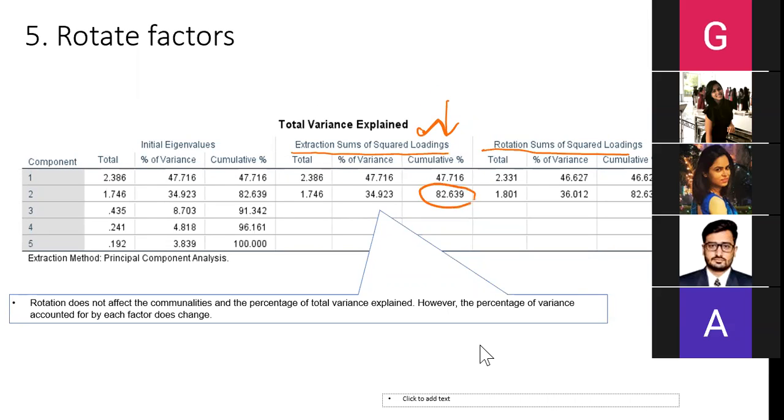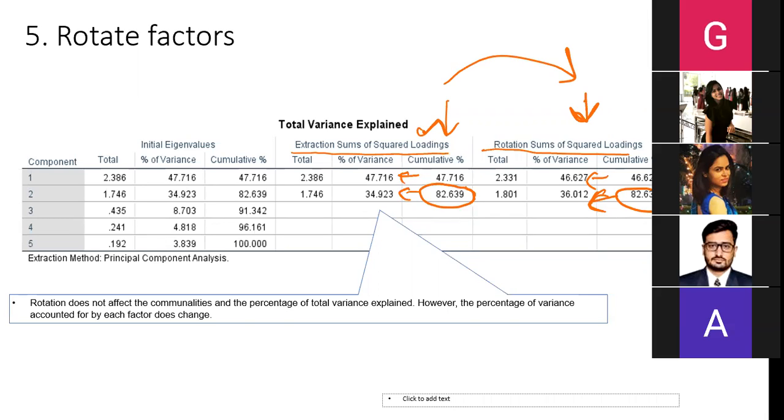82.639. Yes, and in rotated, the same. So the total percentage of variance that is explained is the same. It remains the same after rotation. Only this difference changes. The variance explained by each factor changes, but the total variance that is explained remains the same.